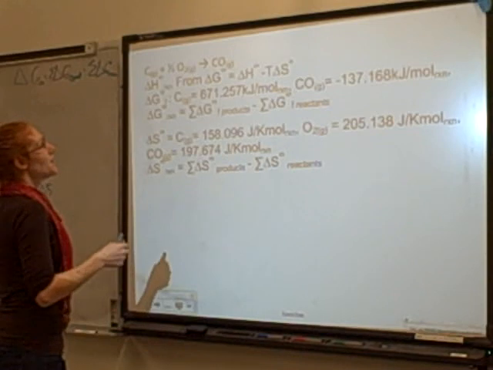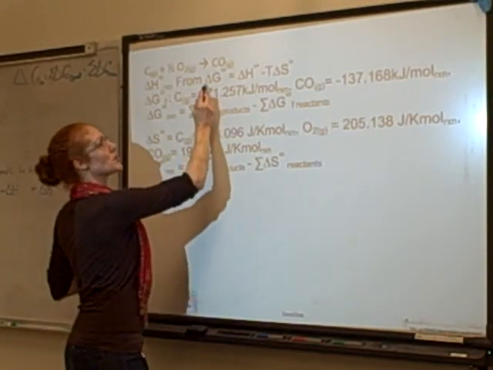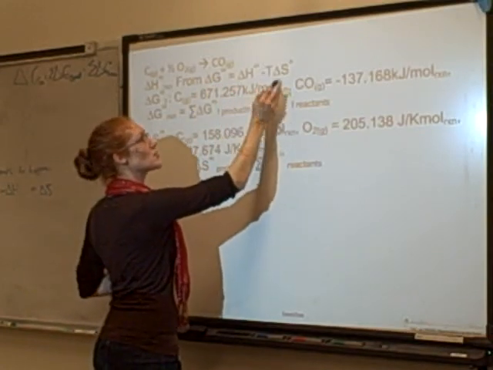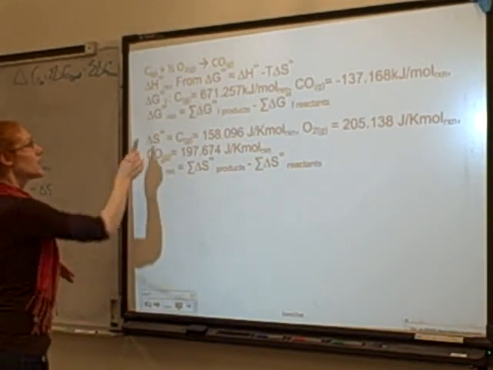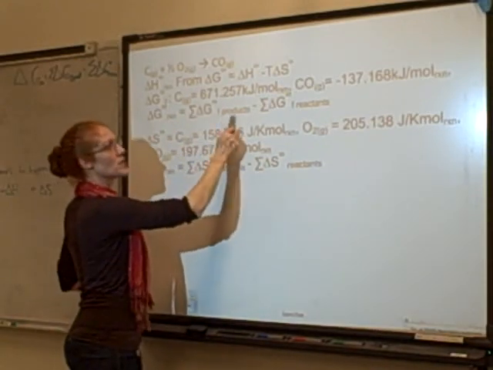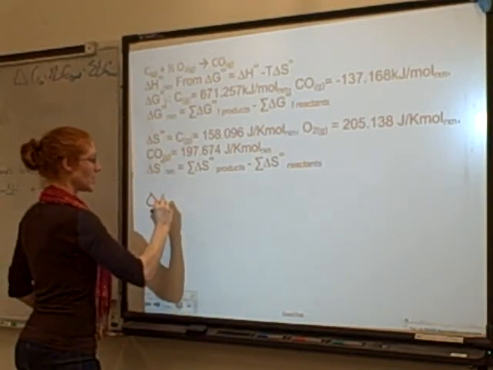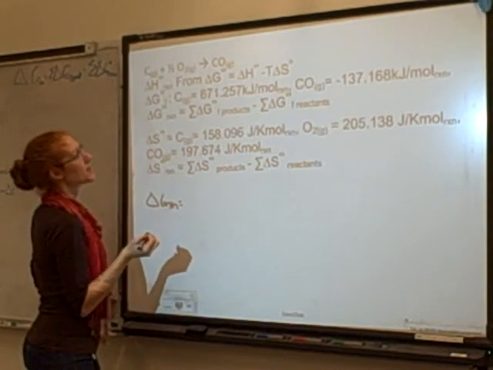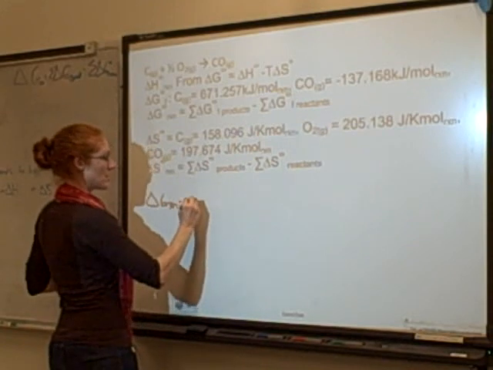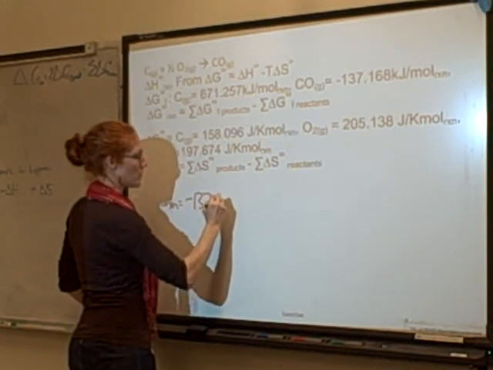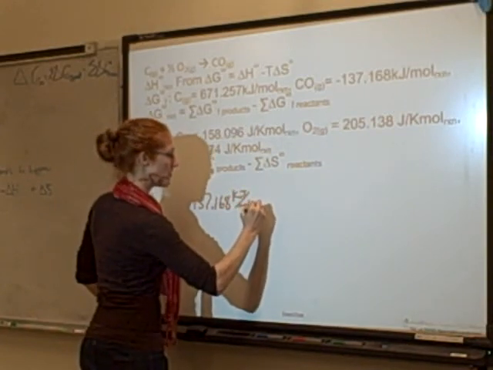So, I know that I have these Gibbs values, I have these entropy values, and I'm looking for enthalpy. So I'm going to use this equation: delta G equals delta H minus T delta S. So let's solve for the change of Gibbs of the reaction first. Change of Gibbs is going to be the Gibbs of formation of the products minus the Gibbs of formation of the reactants. Okay, so delta G of the reaction equals the Gibbs of formation of the products. I'm forming carbon monoxide, so that is negative 137.168 kilojoules per mole of reaction.